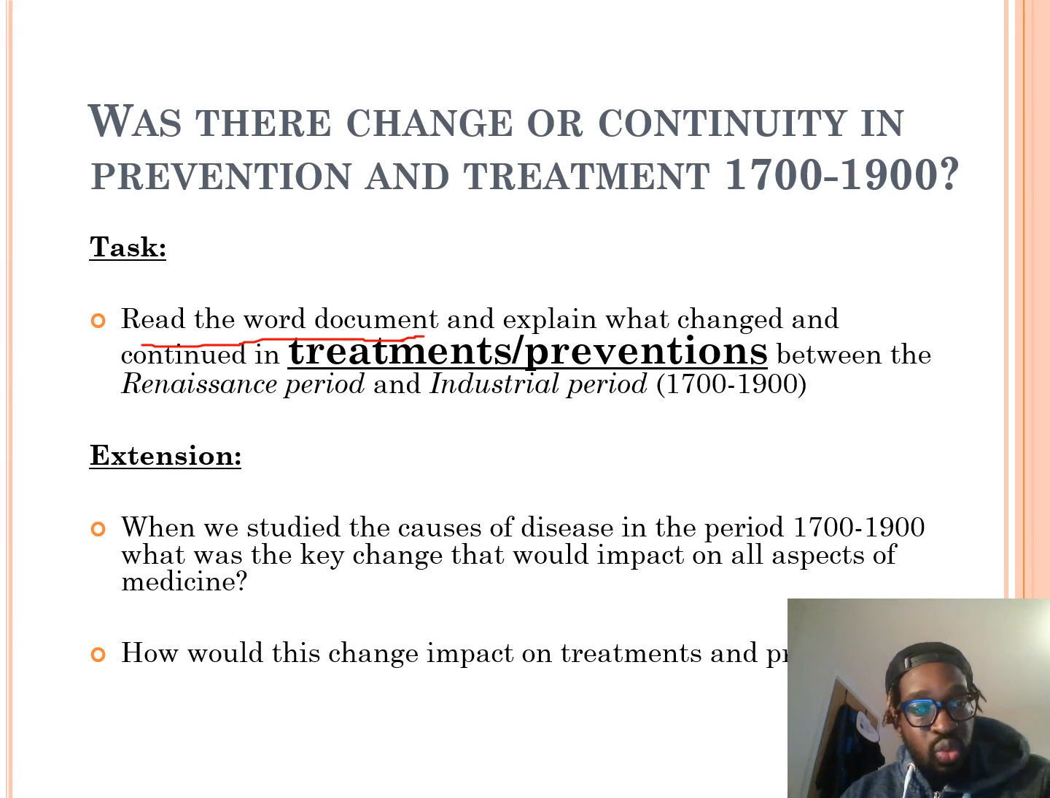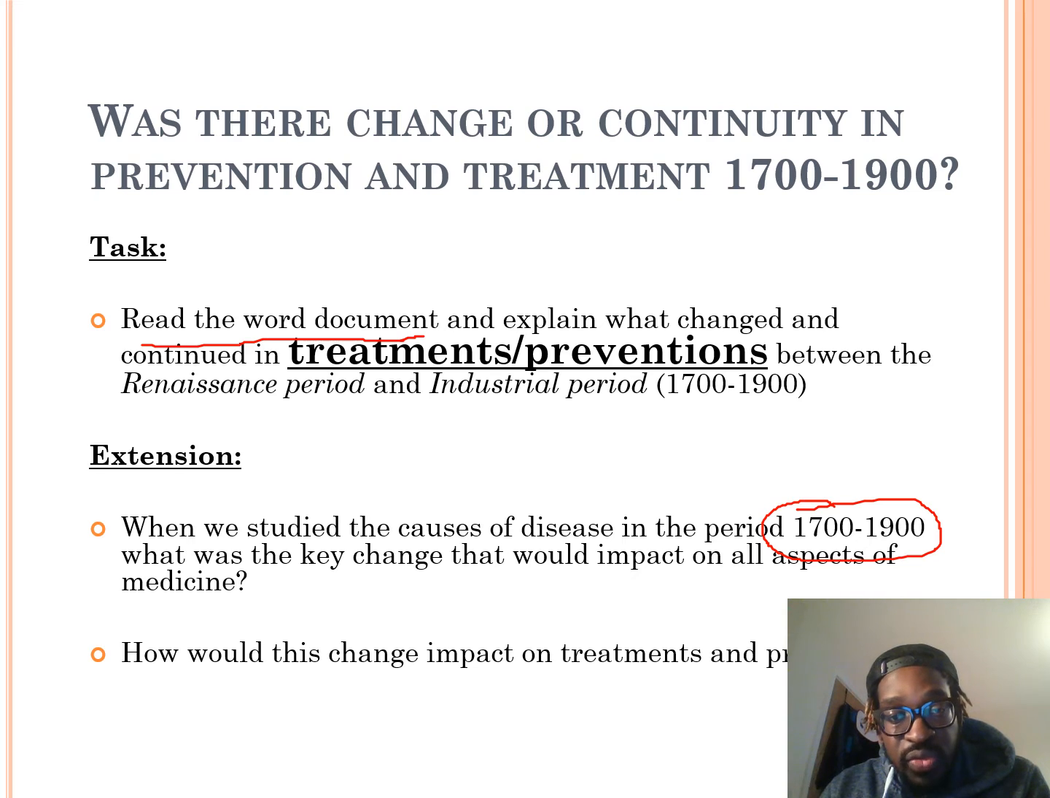Then the extension: when we studied the causes of disease in the period 1700 to 1900, what was the key change that would impact all aspects of medicine? What I'm basically asking in this question is, what was the key thing that happened in this time with regards to the understanding of the cause of disease, and why might that impact ideas around prevention and treatment? Okay, so that's what this last question means. How would that change or impact ideas around treatments and prevention?